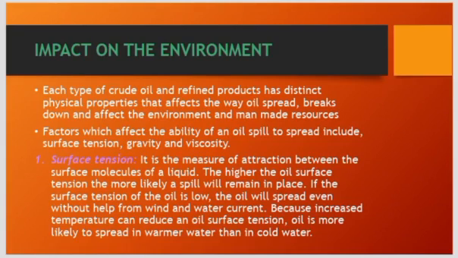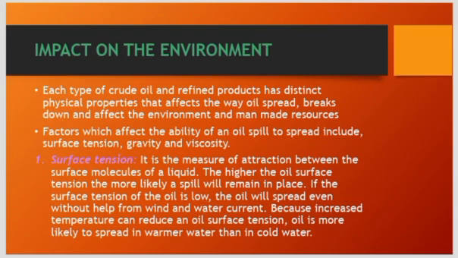Now on the impacts on the environment. The different types of crude and refined product have different kinds of physical and chemical properties that affect the way oil spreads and how they react or affect the environment and the man-made resources. There are certain factors that aid the spreading of oil, and they include the surface tension, gravity, as well as viscosity. Now, the surface tension is basically the attraction between the oil and the water.